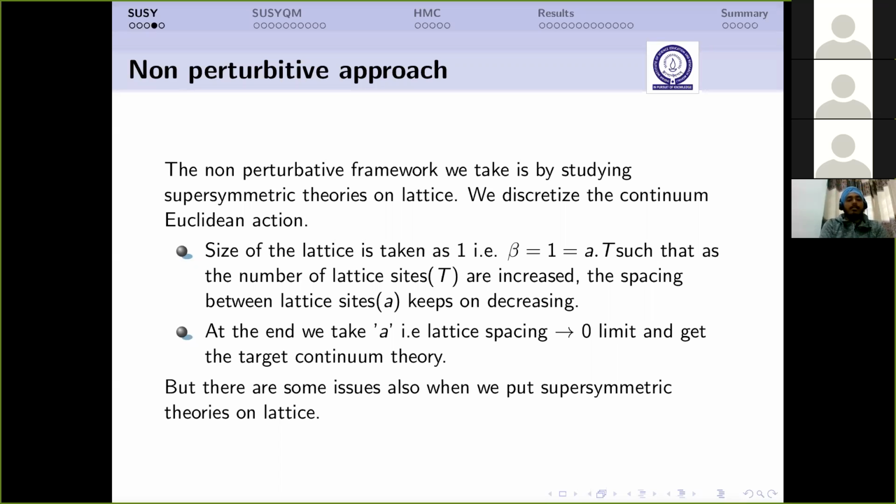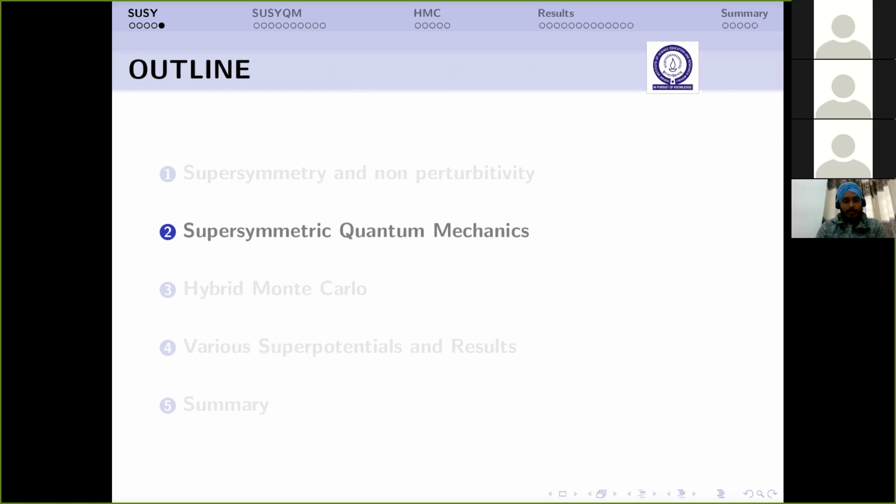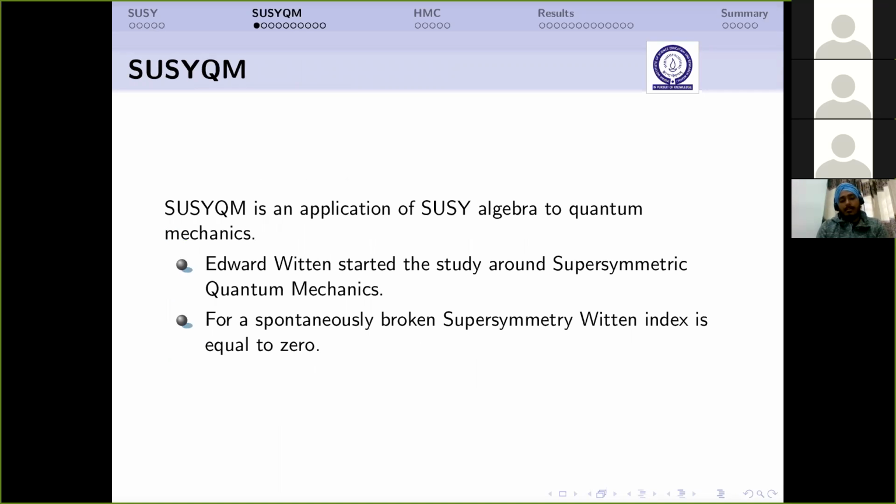So let's start. Next is the supersymmetric quantum mechanics that we have worked with. Simply, supersymmetric quantum mechanics is the application of supersymmetry algebra to quantum mechanics, and it started with Edward Witten's 1980s work. It actually started off as a base to study supersymmetric quantum field theories on a lattice, but it was easy to study supersymmetric quantum mechanics, and then it became a vast field in its own right.